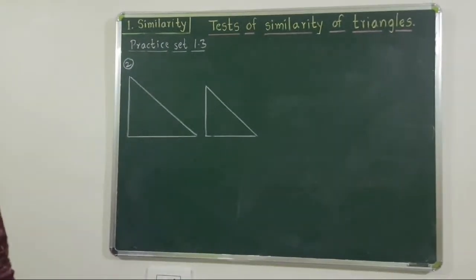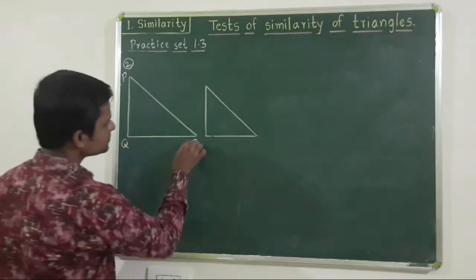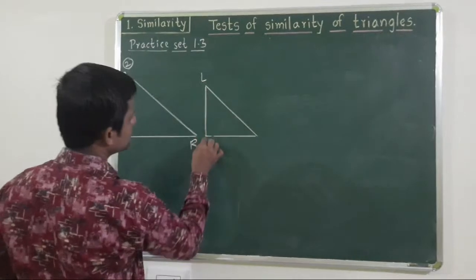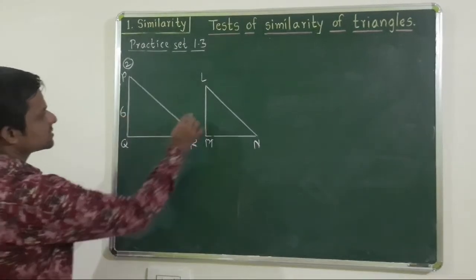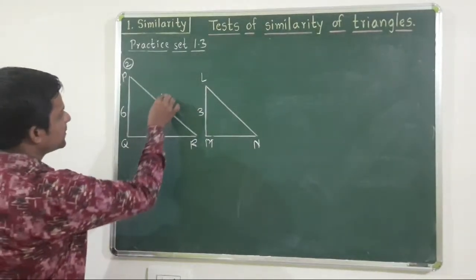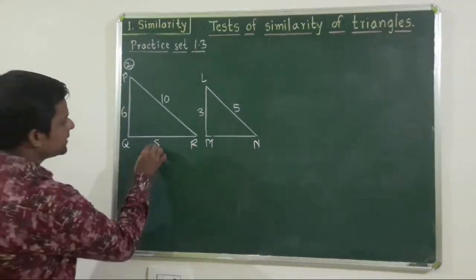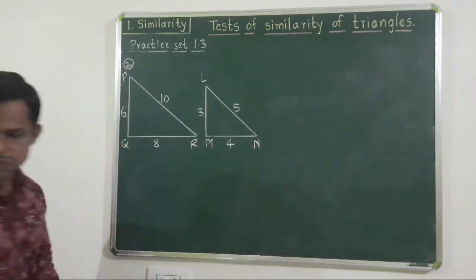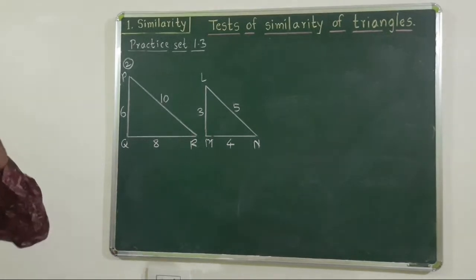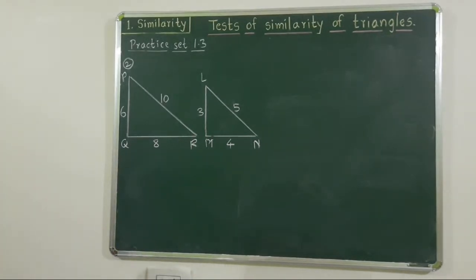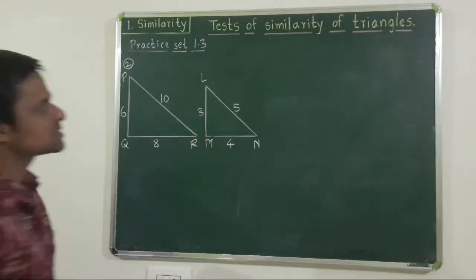And some information about their sides is given. The names of these two triangles are PQR and triangle LMN, and the sides are 6, 3, 10, 5, and 8 and 4. And the question is, are the triangles in the figure similar? If yes, by which test? We have to check whether these two triangles are similar or not, and by which test? Very simple.